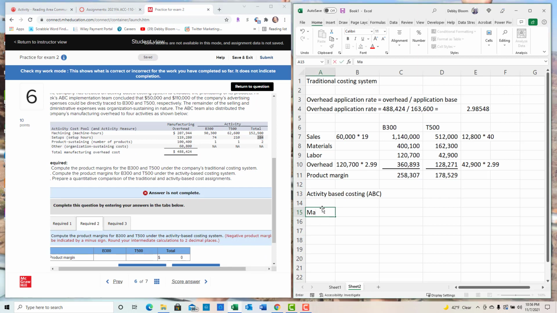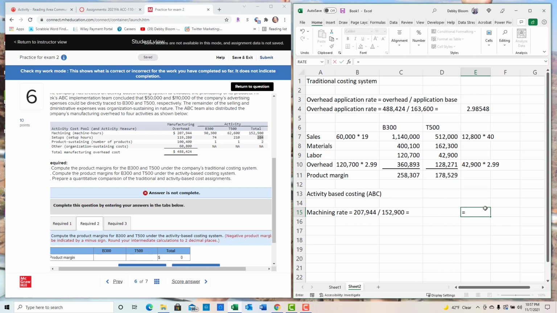So for our machining overhead rate, we're going to take the machining overhead of 207,944, and we're going to divide that by the total activity on that row, which is machine hours. So I have 152,900 total machine hours. Make sure to get out of the comma column so you can see the total number of decimal points.